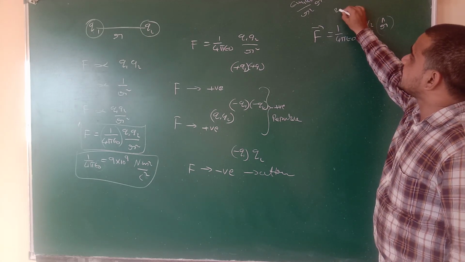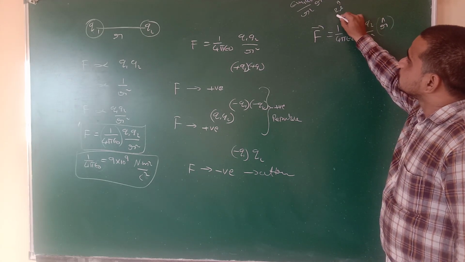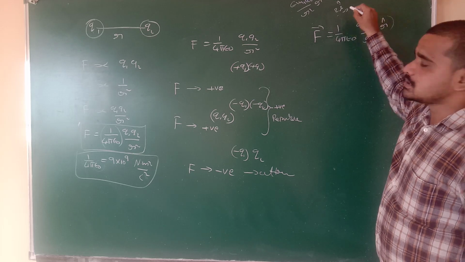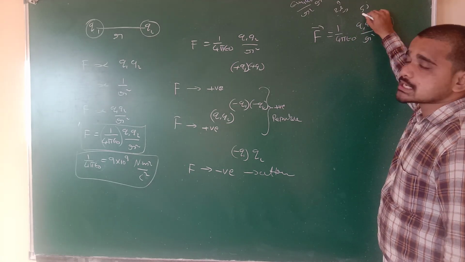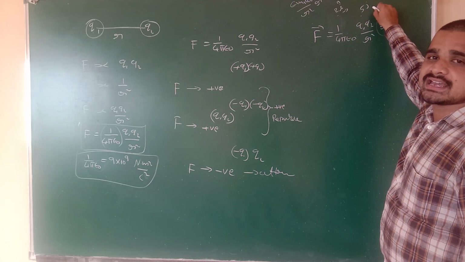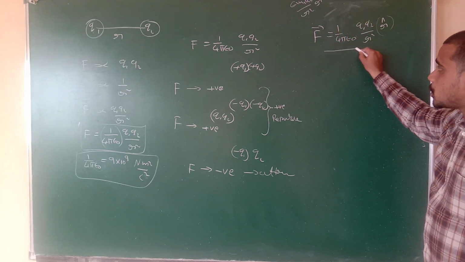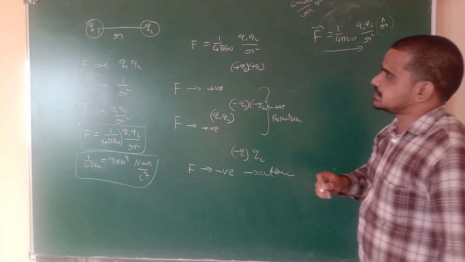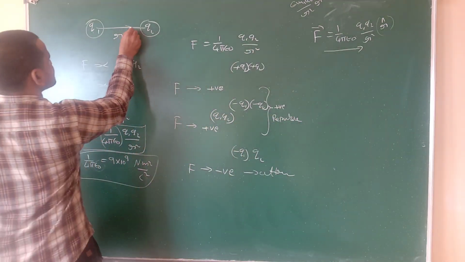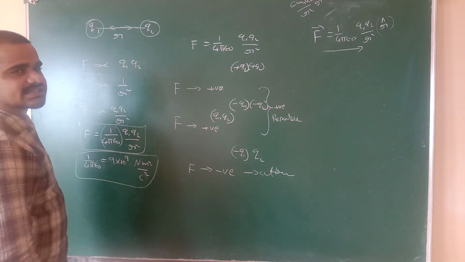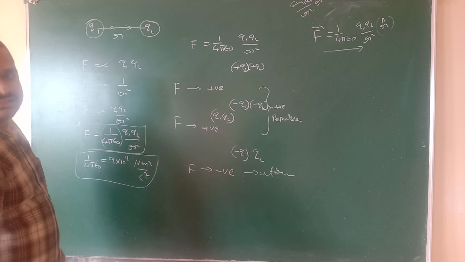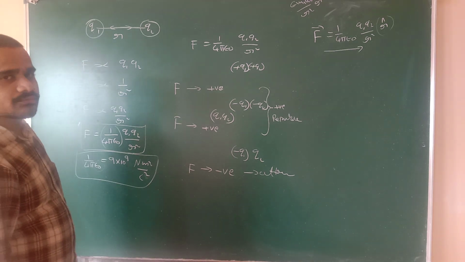I am writing here 2i cap. What is the meaning of this? 2 meters towards the x-axis. Or we write 5j cap. What does it represent? 5 meters along the y-axis. In the same way, this force acts along the direction of the distance, means this force acts along this direction. So it's a central force, we can say.